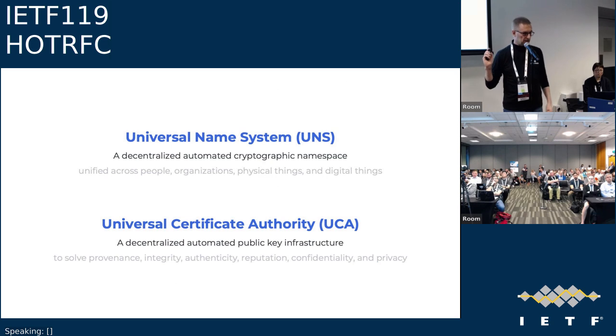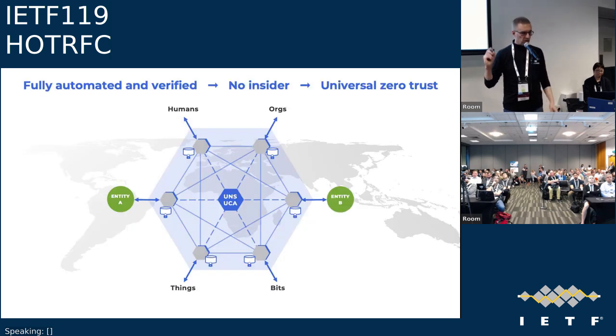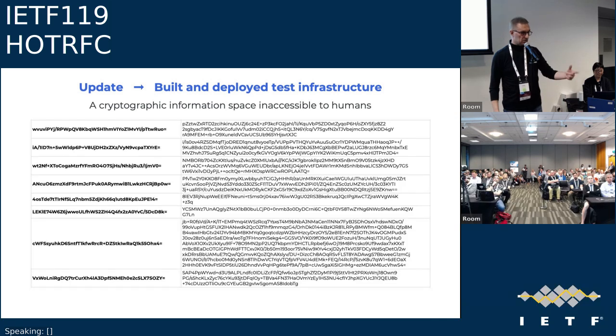So this is the UNS and the UCA. But anyway, when you take the diagram that you had before and you fold it onto itself, you see that you end up with a network that has indeed no humans at all, no insider, fully verified. So you have universal zero trust across everything. This is a snapshot we built.